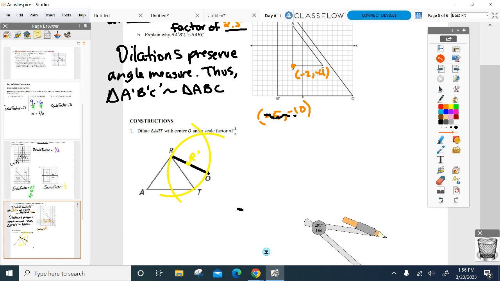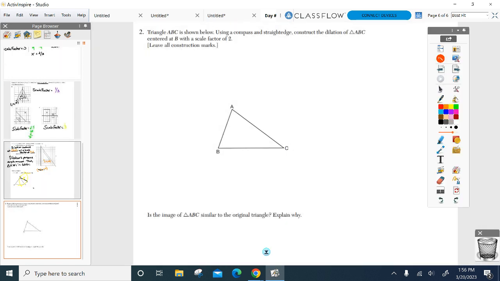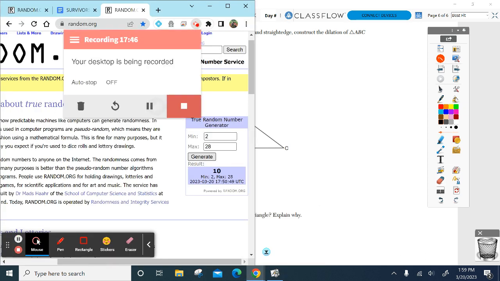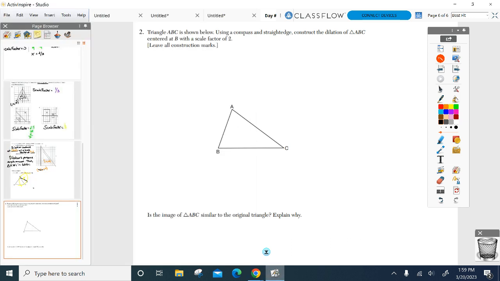All right, now how do I dilate by 2? Oh boy, look at that, everybody. Here we go. Look at that. Just 2 more.